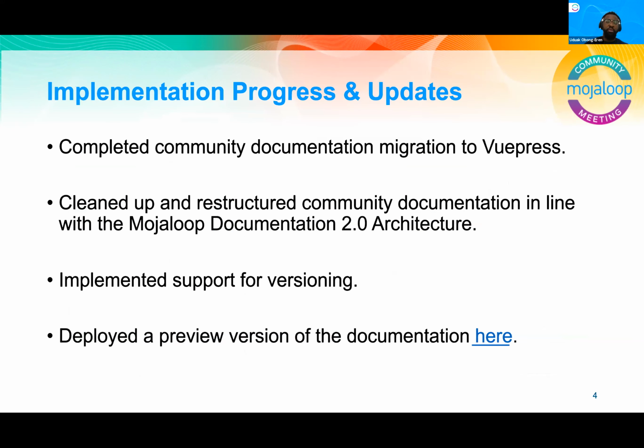Talking more specifically about some of the progress we made for PI 14, we succeeded in migrating the community documentation to ViewPress from Gitbooks, which is what we're using currently. And then cleaned up and restructured the community documentation in line with the architecture we defined. The support for versioning has been implemented, and we deployed a preview version of the documentation. There is a link I'll share at the end of this presentation, or I can put somewhere in the chat so you can go see. It's an initial draft. It's still a preview version of what modular documentation 2.0 looks like.